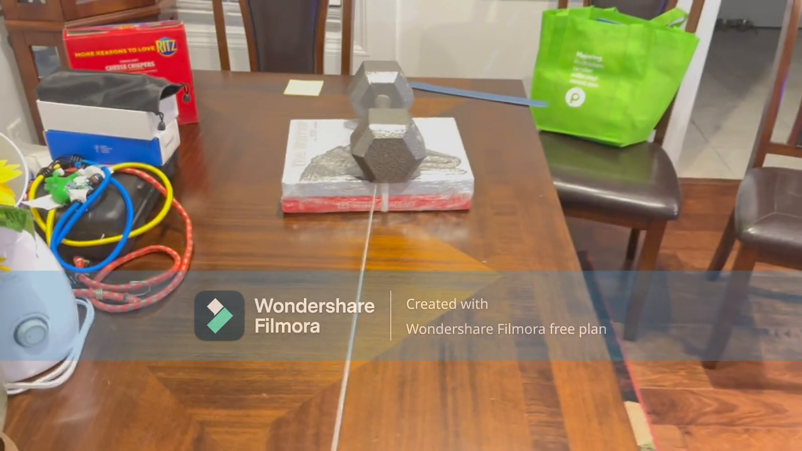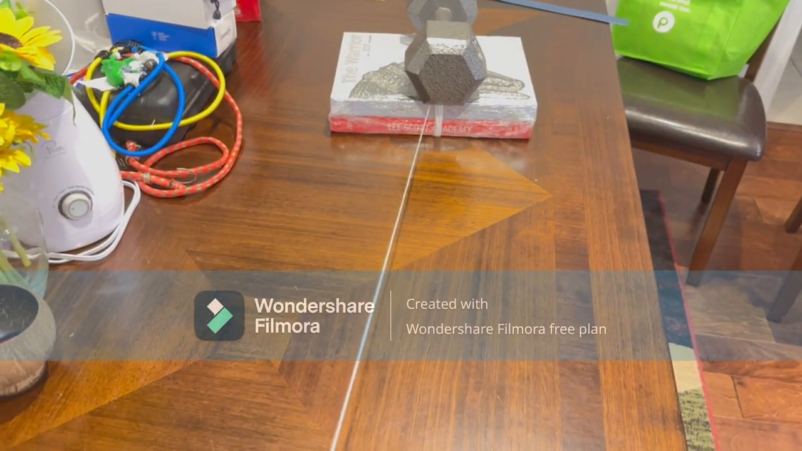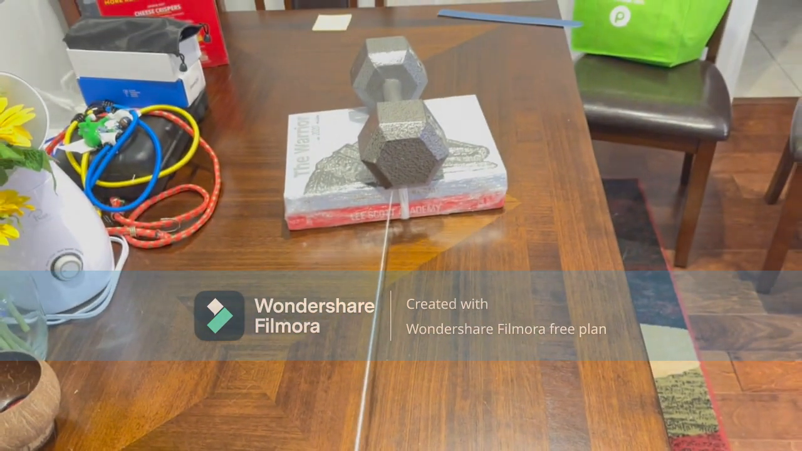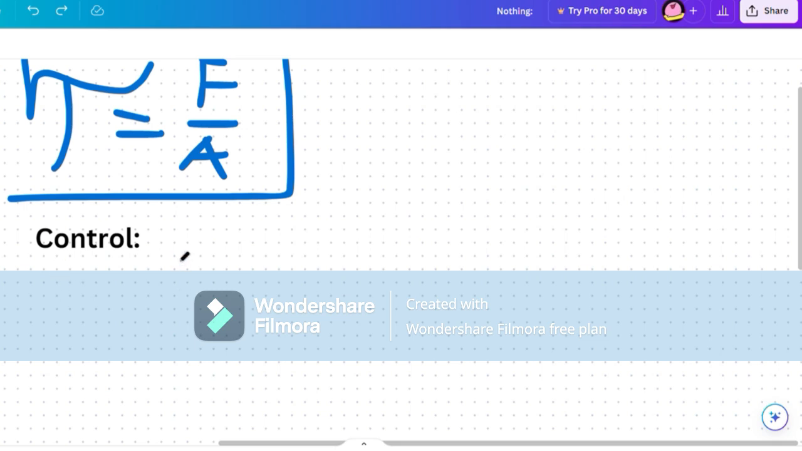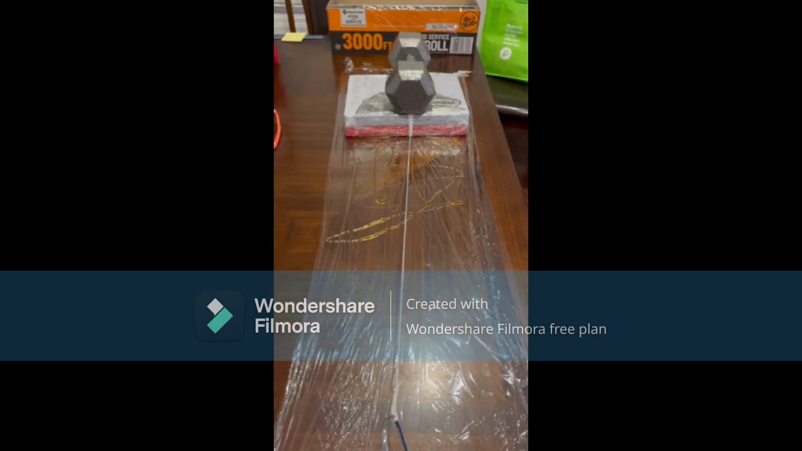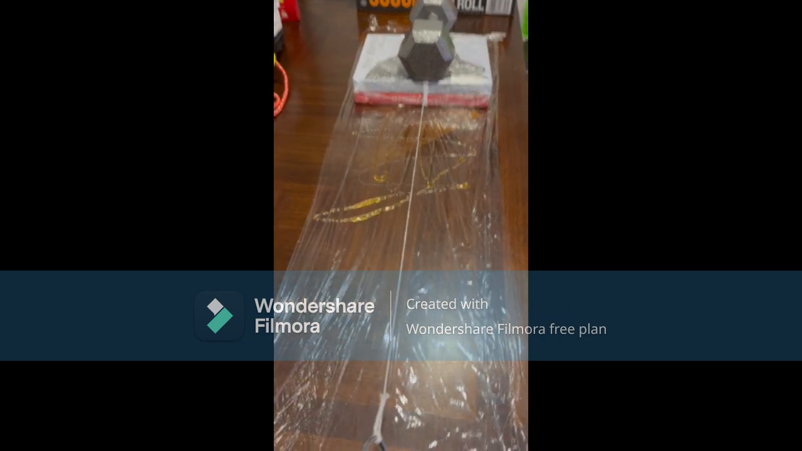I'm going to start pulling now. And it takes about 5 pounds for the object to start moving. So for the controlled variable that didn't have anything change with it, the force was 5 pounds, and the area that I calculated was 7.285 meters squared, which would equal 0.69 tau.